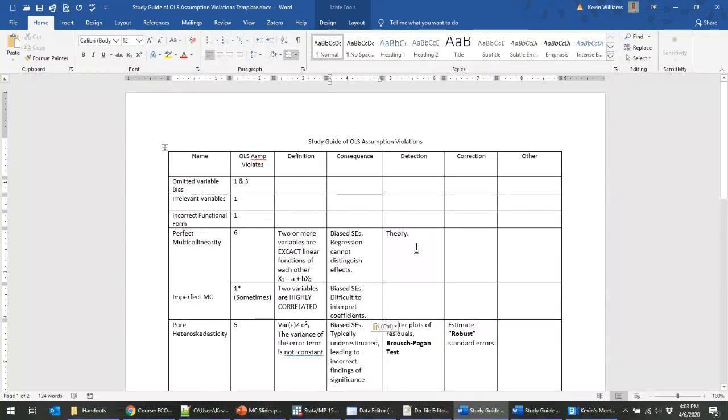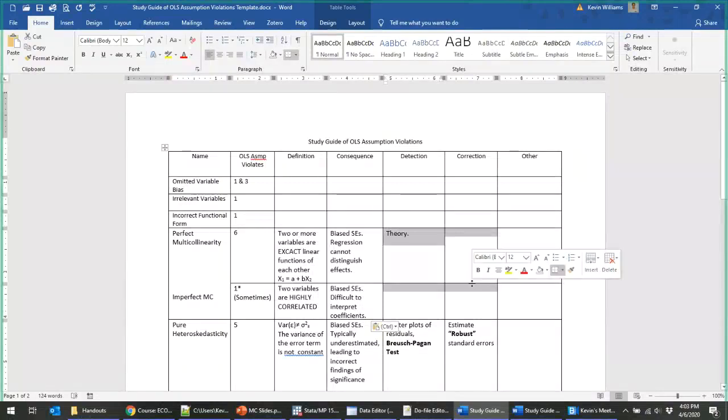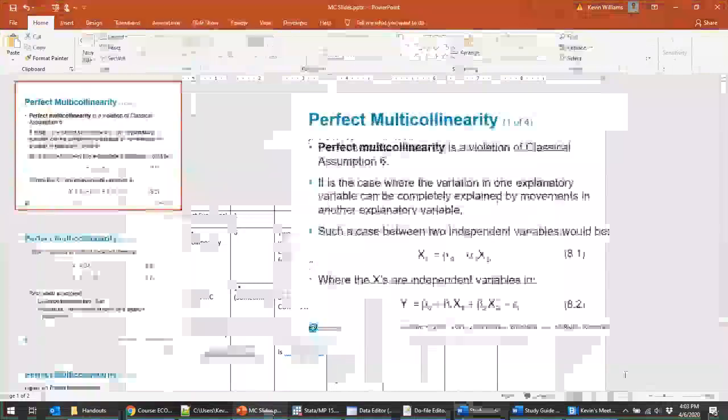I'll come back, like I did last lecture, to fill in the detection and correction cells on this grid towards the end of the lecture, but I just wanted to introduce the topics in the context of where we've been going this semester, and now we're going to dive into the material.